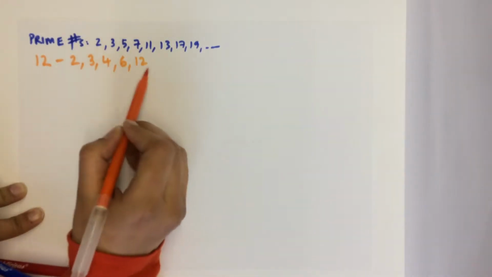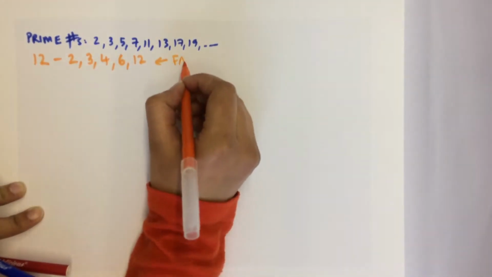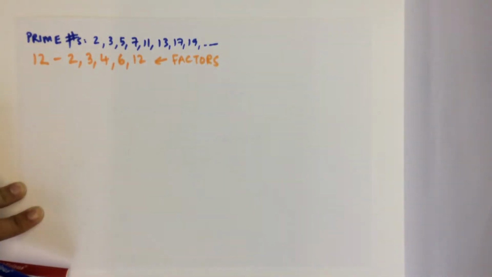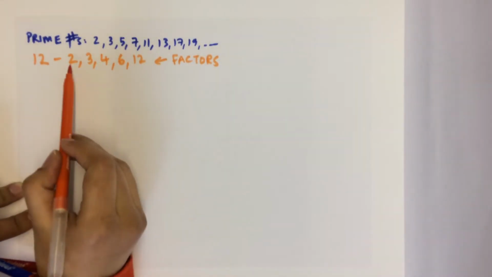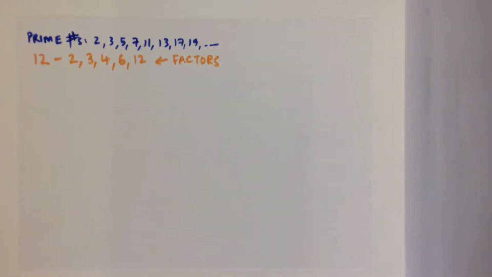So numbers which divide a bigger number are called factors. So a factor is any number except 1 by which a larger number is completely divided. Okay, so here 2, 3, 4, 6 and 12 are factors of 12.